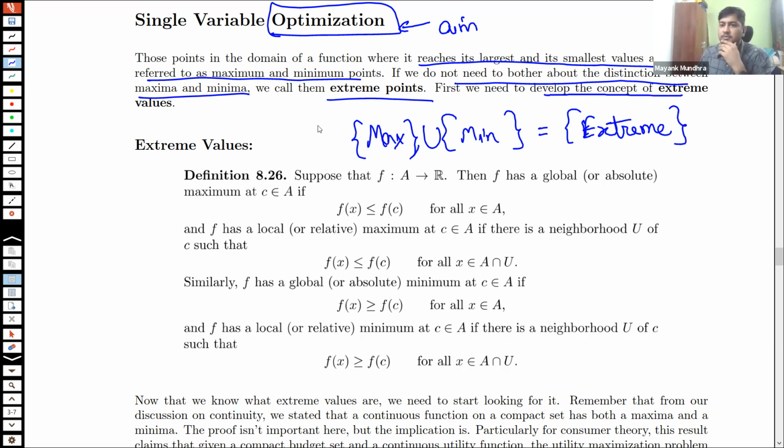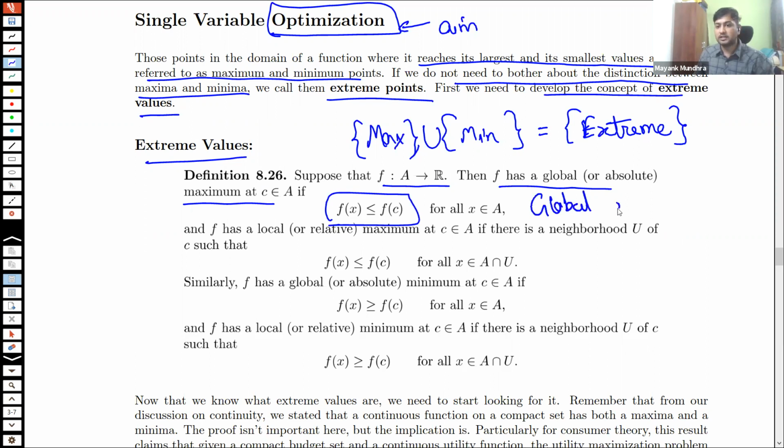First, we need to develop the concept of extreme values. So what are extreme values? Suppose a function f is defined on the set A, and f has a global or absolute maximum at a point C in the domain if the functional value at C is greater than or equal to the functional value at all the other points. Okay, so this is the definition for a global maximum.